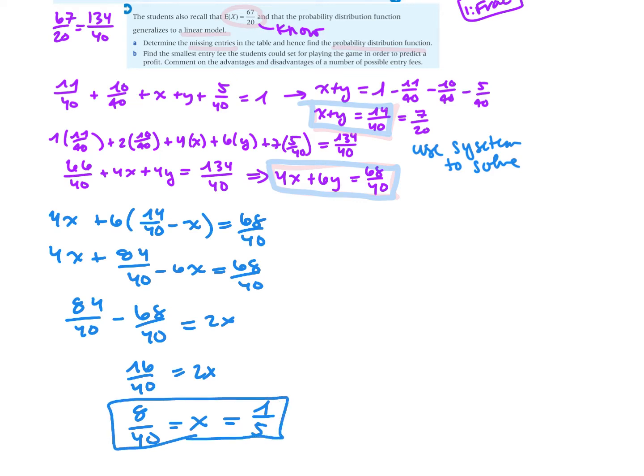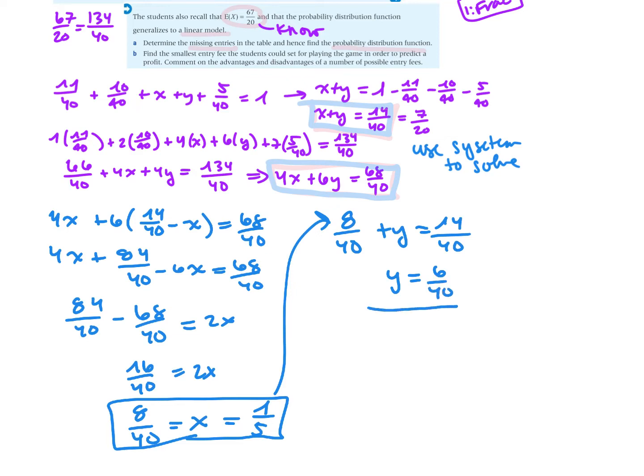That would be different, bad. Now that you know that, plug into your equation. So I'm going to say 8/40. Wait, no. Sorry. 8/40 plus y equals 14/40. So y equals 6/40, which is like 3/20. Whatever you want to use. Live your life. I'm just here using 40ths.